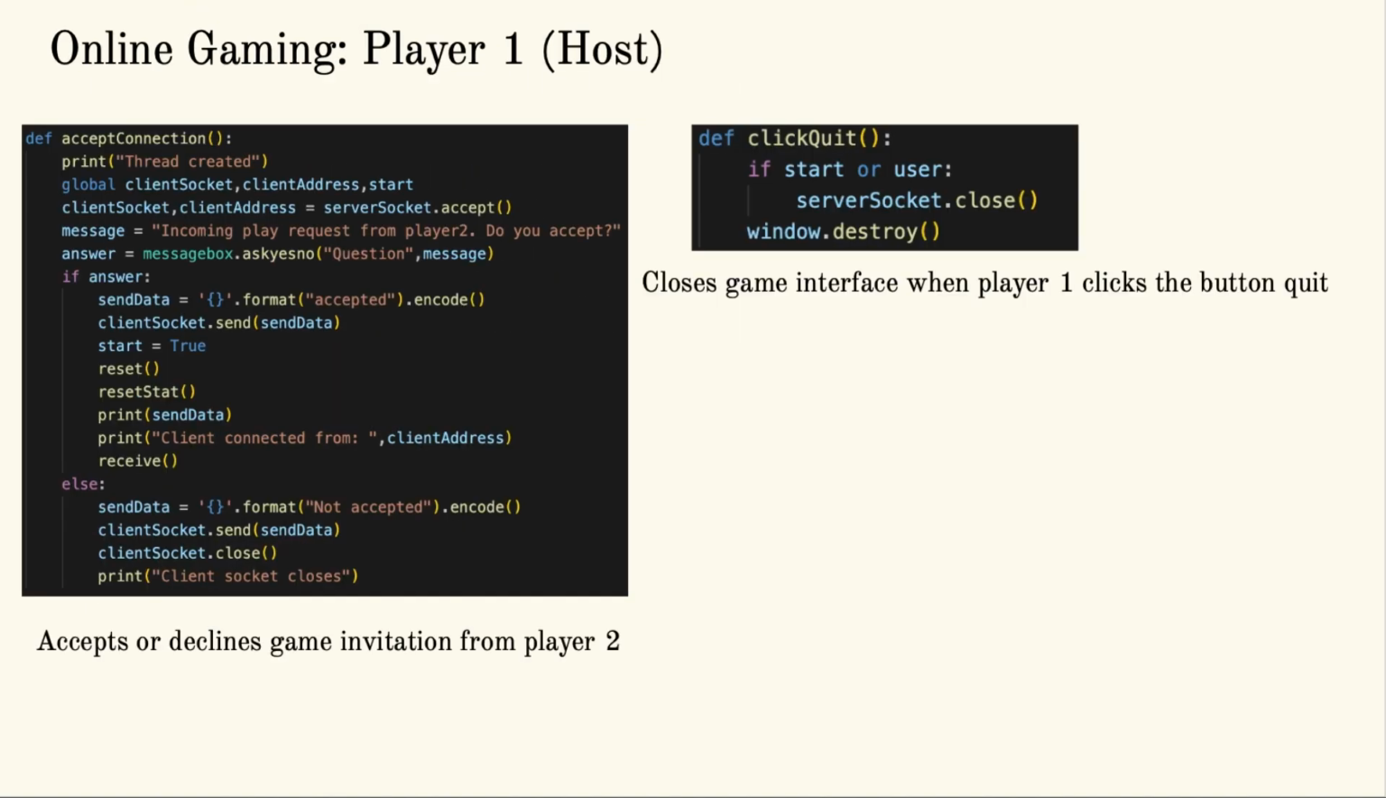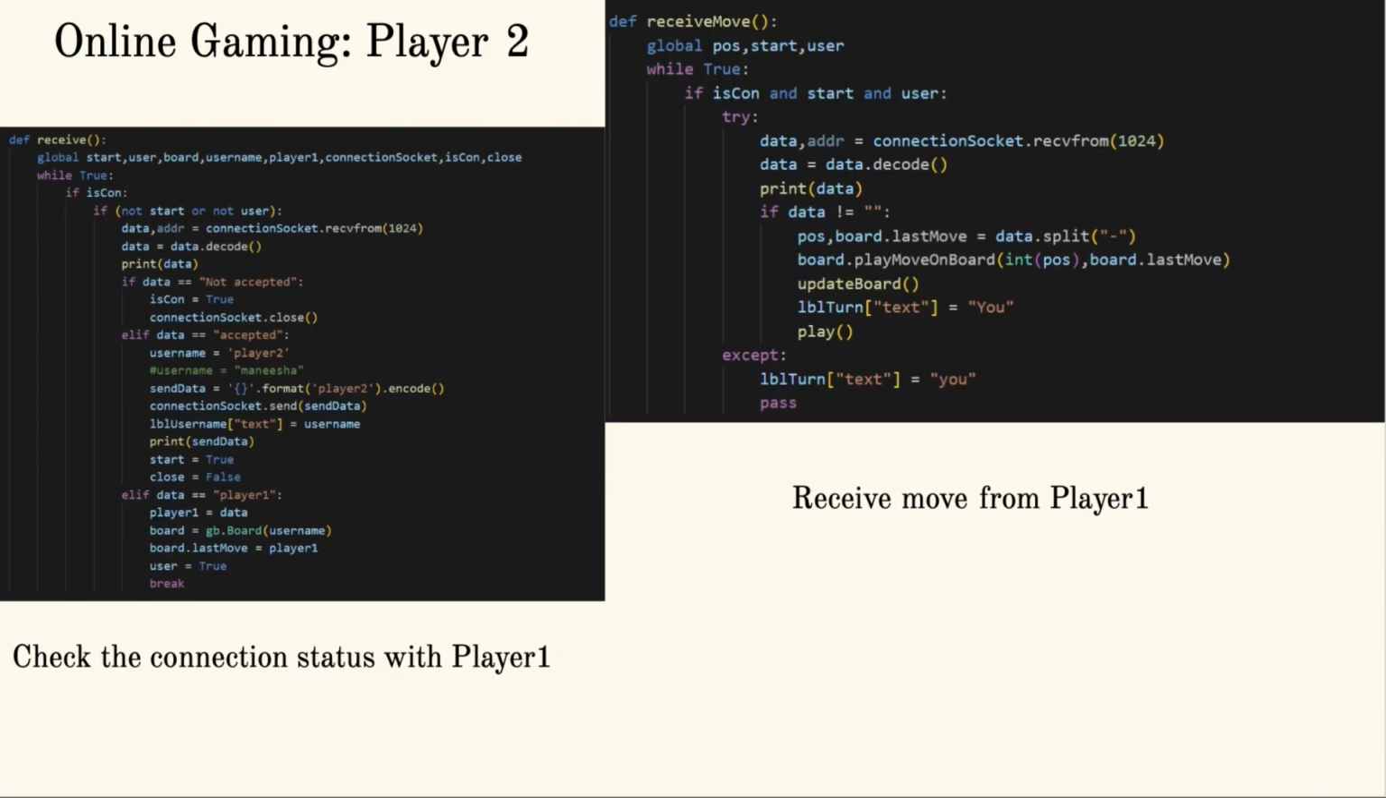For player 1, as the host, you have the choice to accept or decline the game invitation from player 2. You can also press the quit button and it will close the interface for player 1. For player 2, this part checks whether player 1 has accepted or declined your game invitation. It goes back to the original interface if player 1 declines the invitation. It directs you to the interface of the game board if player 1 accepts the invitation. Once player 1 and 2 are in the match, the code on the right side is for changing terms from the opponent, which is player 1, to you, which is player 2.